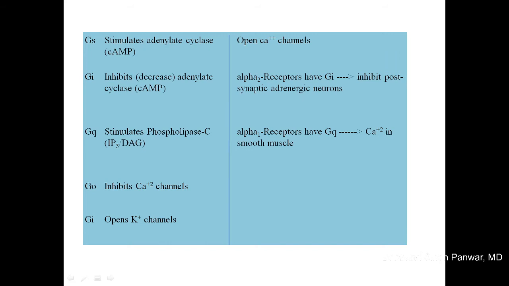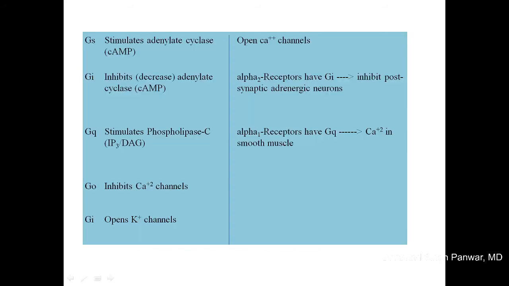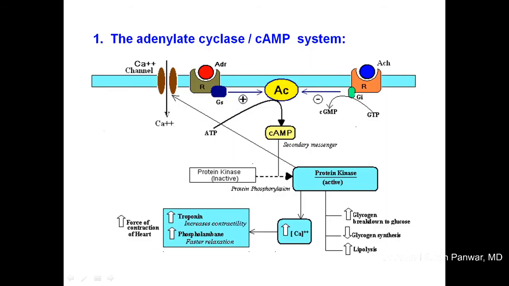G0, that inhibits calcium channels, and Gi, that opens potassium channels. So these are a few specific G receptor proteins. Then the targets for these G proteins are, number one, the adenylate cyclase or cyclic AMP system, second one is phospholipase C or inositol phosphate IP3 DAG system, and the third one is the regulation of the ion channels. So let us discuss the first, that is the adenylate cyclase cyclic AMP system.